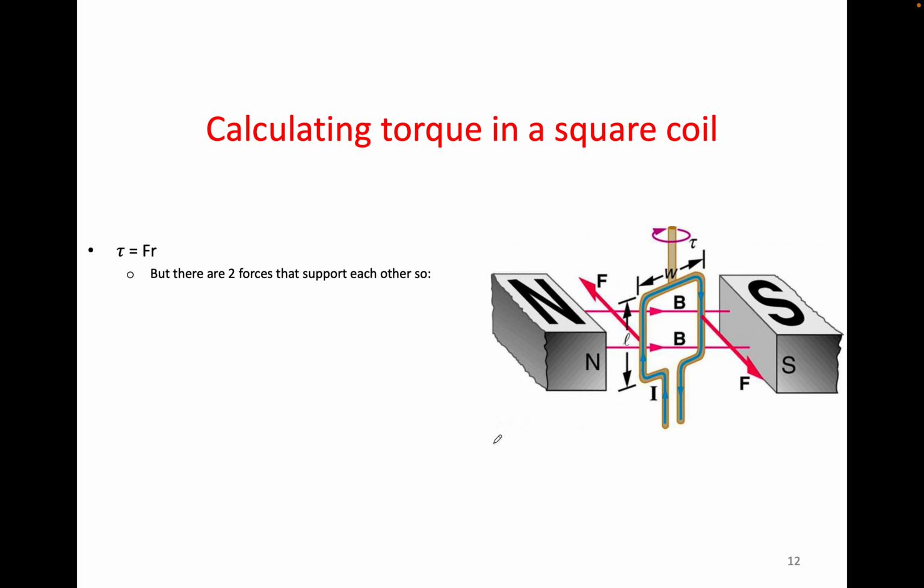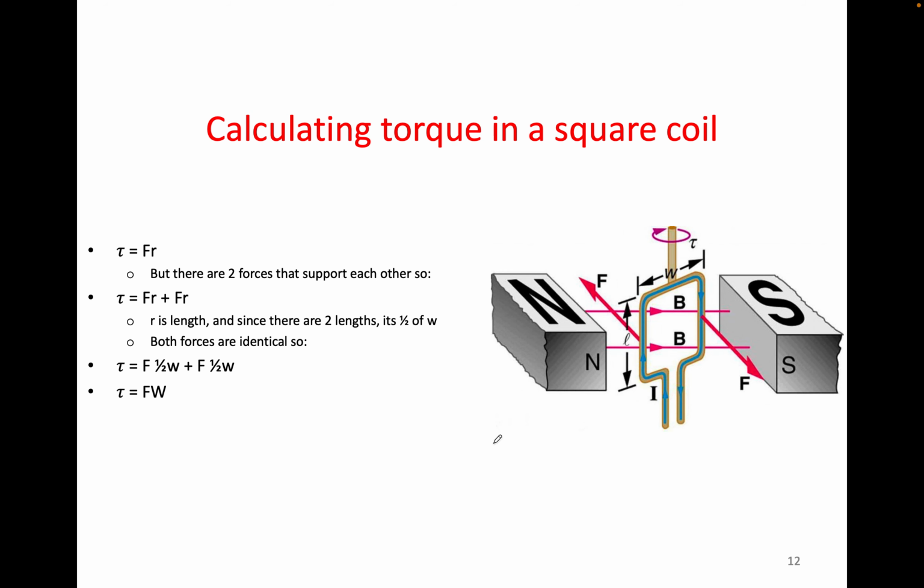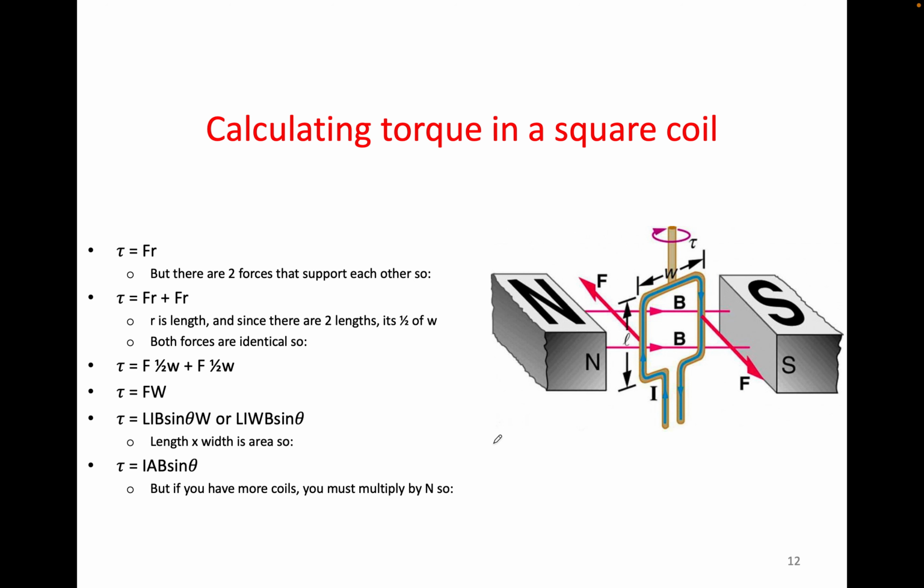Very nice. If you were to calculate the torque for this, you can do. We know the torque from before is force times radius, or force times distance. There's two forces that are helping each other out, so there'll be two of them. And you can go ahead and derive the formula for torque, which we do not need to know. We can just go straight to the final formula, which will just be BIAN sine theta, or NIAB sine theta, however you want to say it.